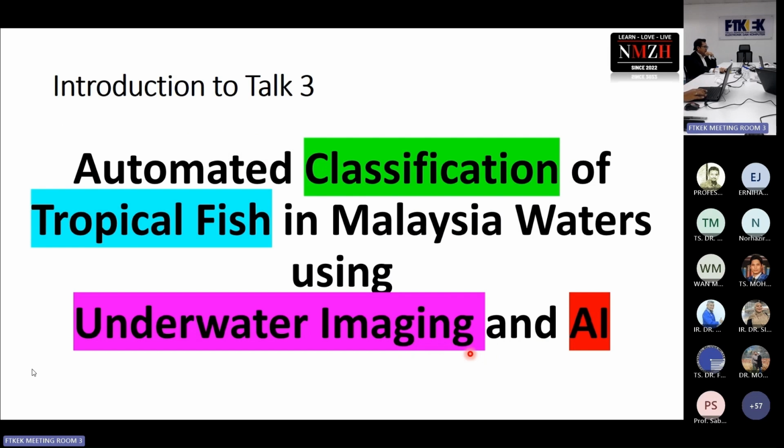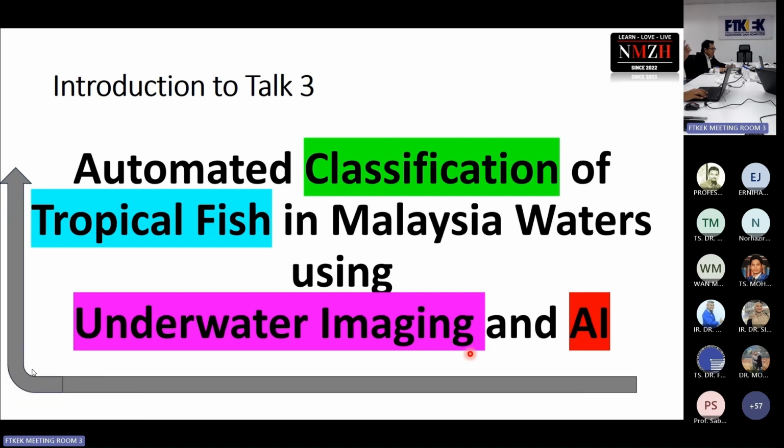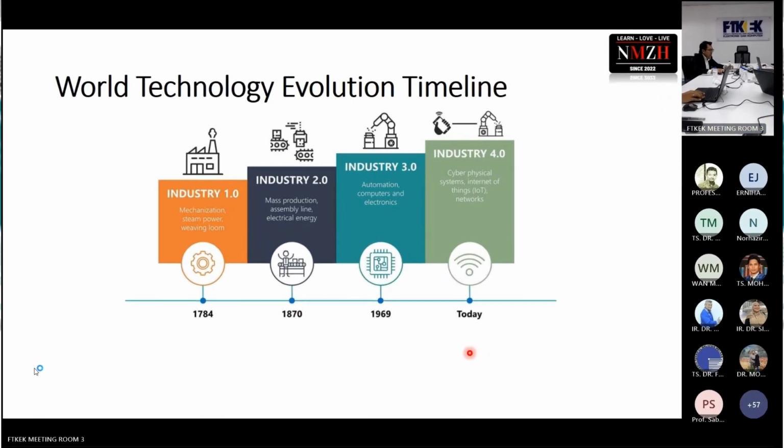Okay. First of all, I would like to make clear what will be covered today. Basically, the topic is automated classification of tropical fish in Malaysian waters using underwater imaging and AI. But eventually, I'll be talking from the back to the top, meaning AI and water, back to the tropical, and lastly the classification.